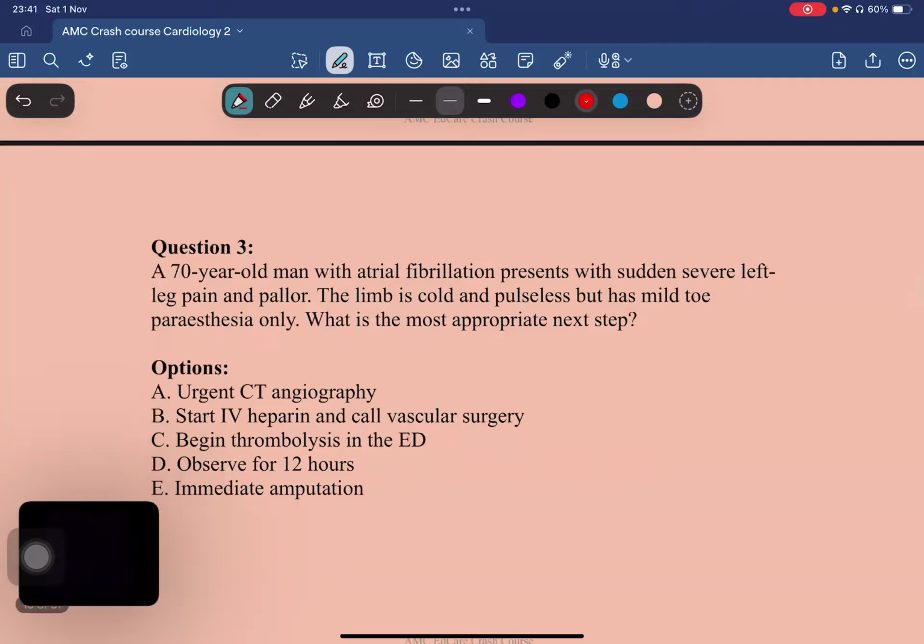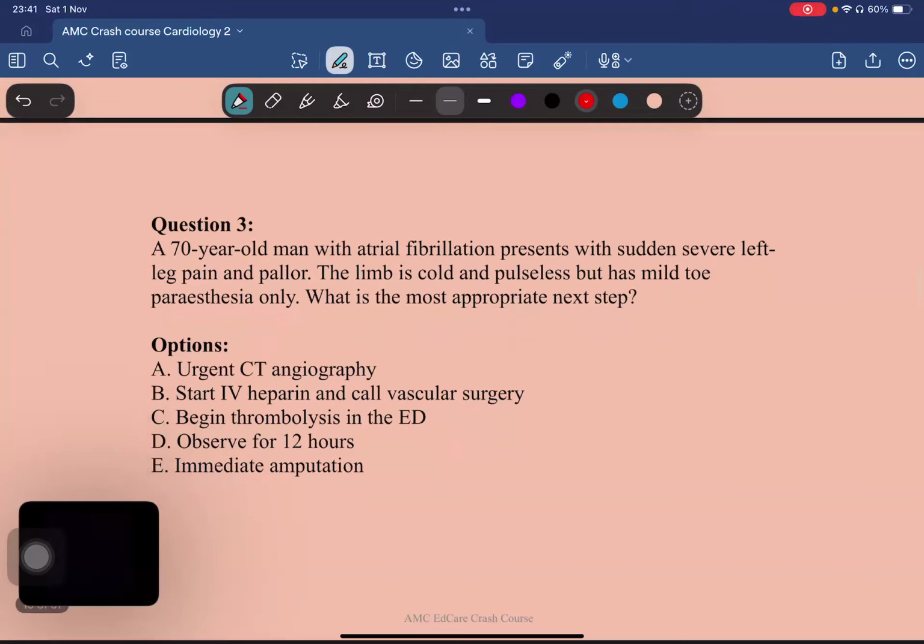If y'all could just pop in your answers in the chat, that would be great. So we could just get an idea of how much of an understanding we have.